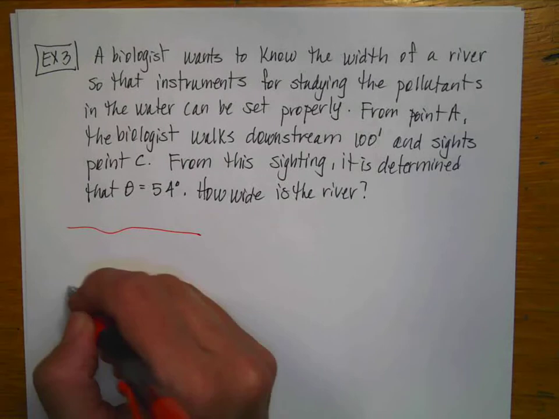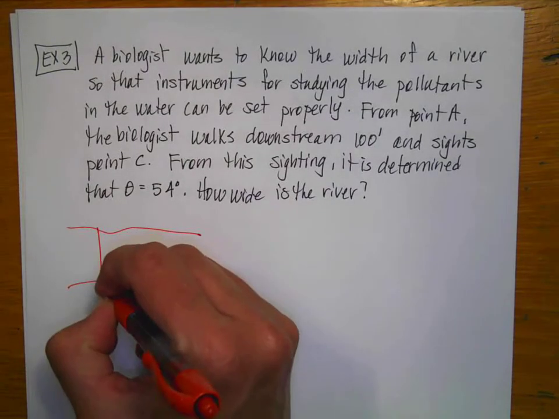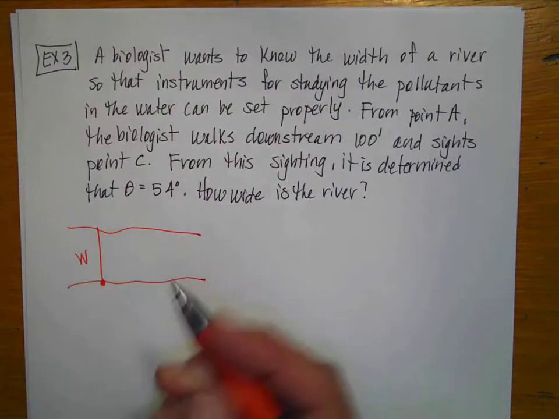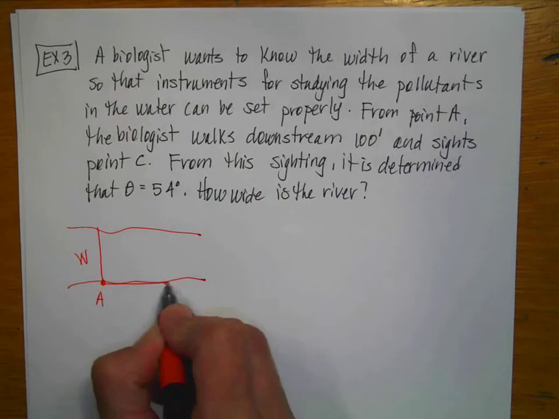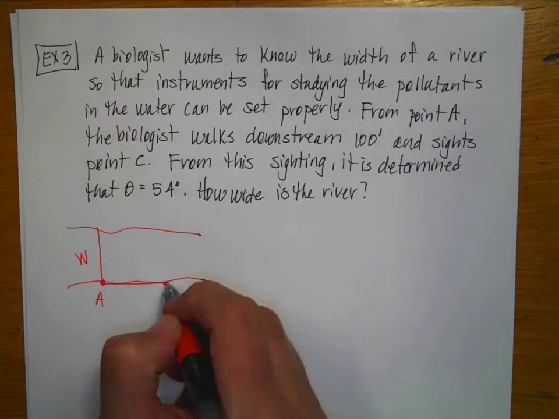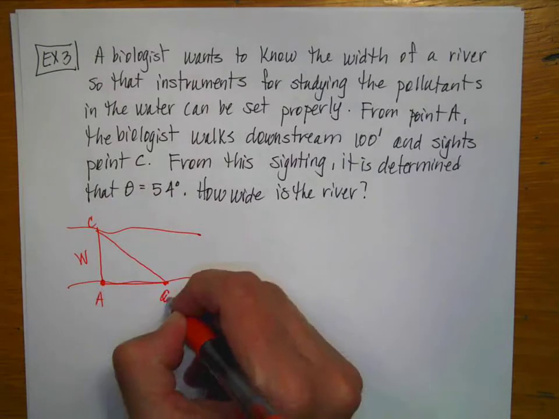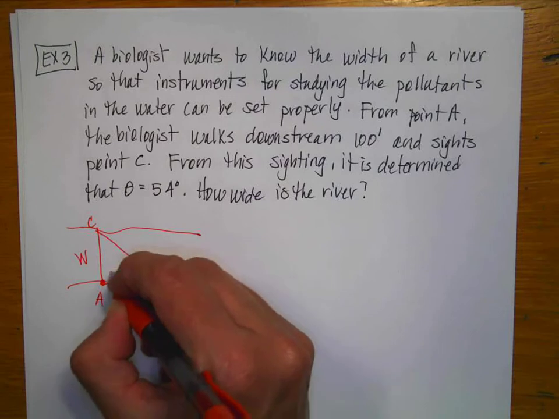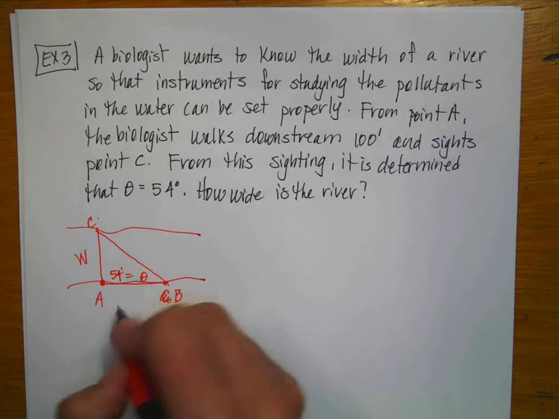So basically, we're going to draw our little situation. So here's my river. It's lovely, don't you think? And so I'm going to start here. This is my distance across the river, so I'm going to call it W for width. This is A. I'm going to walk 100 feet downstream, assuming that's down, to point C, okay? And point C's up here, my bad. So I'm going to call that guy B. And it says that my theta is 54 degrees because I look from this point to C.